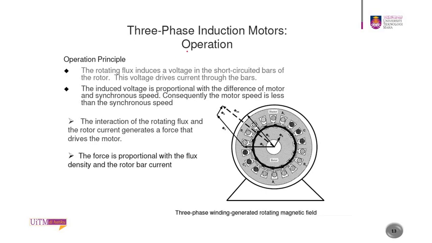So the rotating flux induces a voltage in the short circuit bars of the rotor, and this voltage drives current through the bars. So the induced voltage is proportional with the difference of the motor and synchronous speed. Consequently, the motor speed is less than the synchronous speed. Okay. So the interaction of the rotating flux and the rotor generates force. Okay. So that will drive the motor, and the force is proportional with the flux density and the rotor bar current.